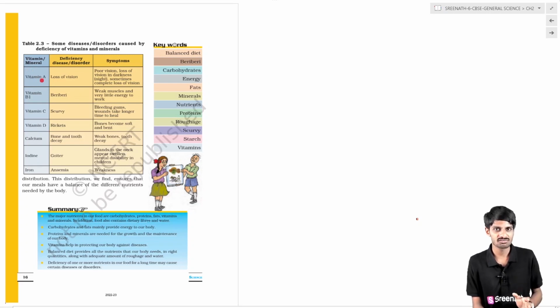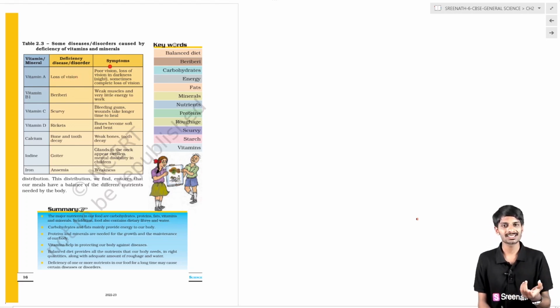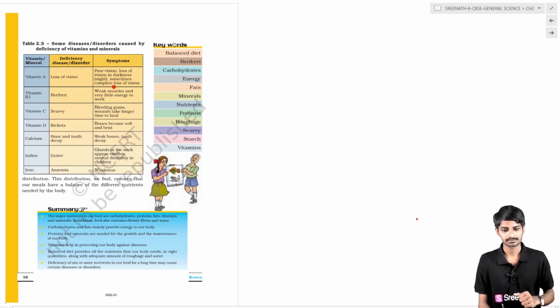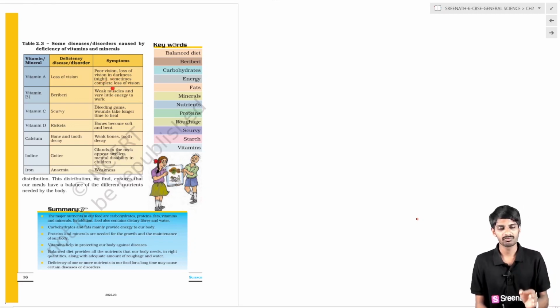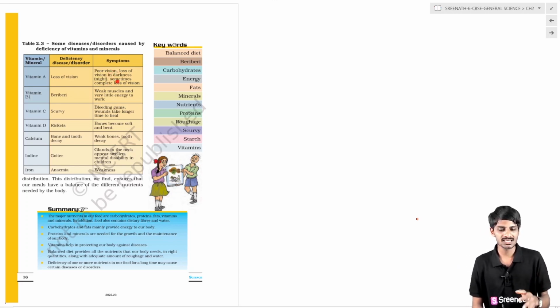If you have vitamin A deficiency, if your body doesn't have enough vitamin A, you will experience a loss of vision. What are the symptoms? Poor vision. Loss of vision in darkness, in darkness you can't see. Sometimes complete loss of vision. Deficiency of vitamin A will cause poor vision or total loss of vision. So vitamin A deficiency causes the loss of vision.